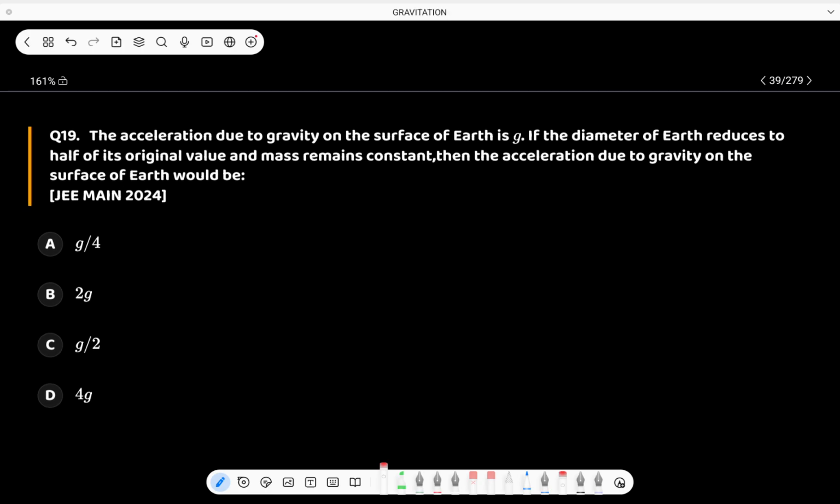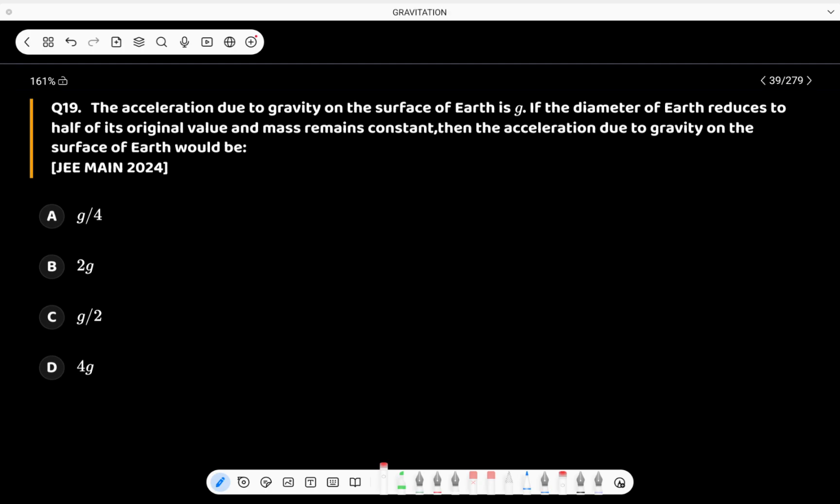So let's move to another question. The question we have is this: acceleration due to gravity on the surface of earth is g. If the diameter of earth reduces to half of its original value and the mass remains constant, then acceleration due to gravity on the surface of earth would be.